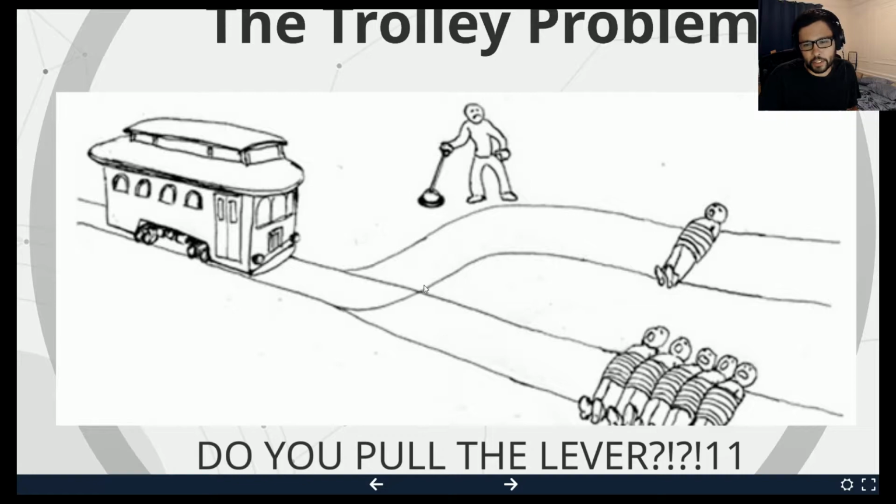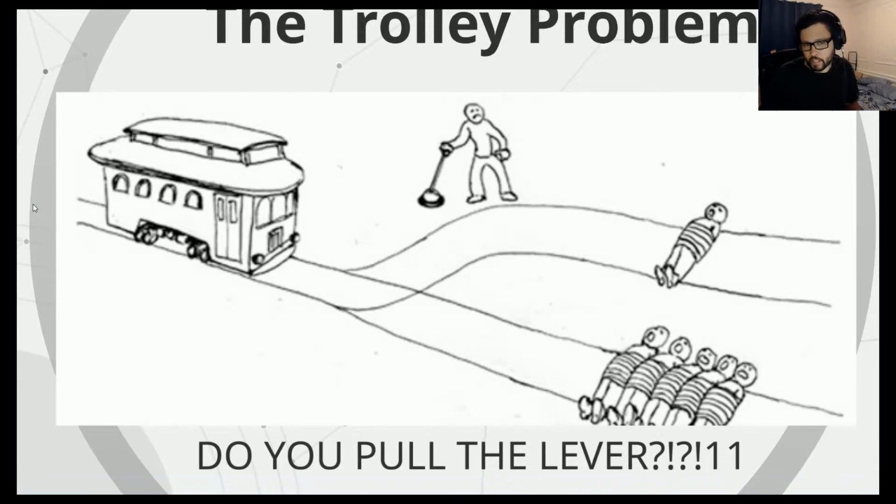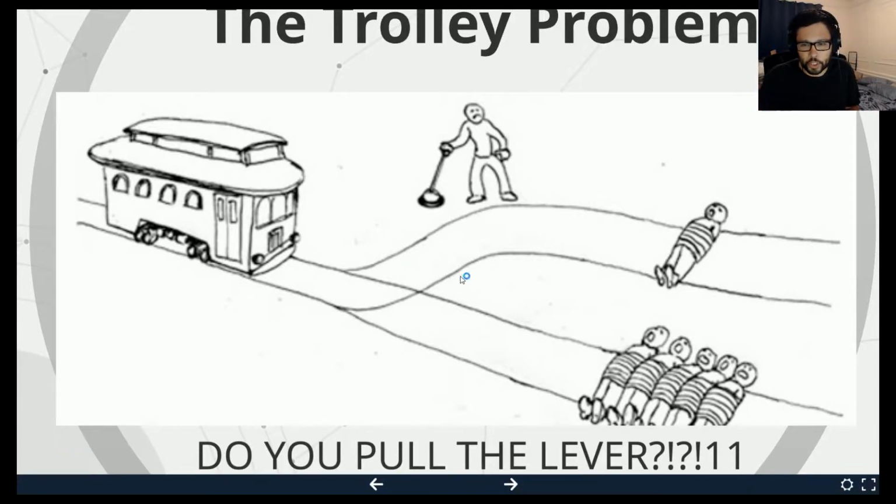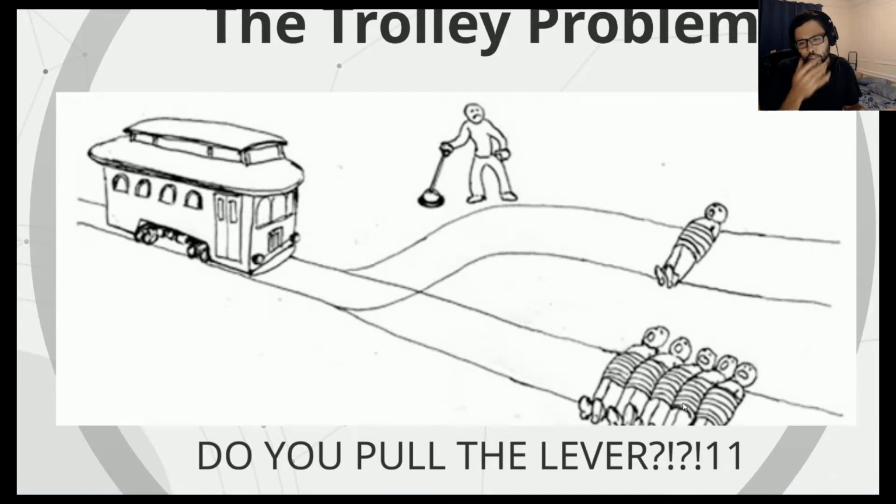It's barreling down this track. And the idea is that something's broken on the trolley so that it can't stop. And if it keeps going down this track, it's going to run over 5 people. In this image, the 5 people are tied to the track. But don't imagine them tied to the track. Imagine that they're just standing near the track. And the trolley's barreling down, and those people aren't paying attention. And if nothing happens, then the trolley's going to hit those 5 people and it's going to kill all 5.